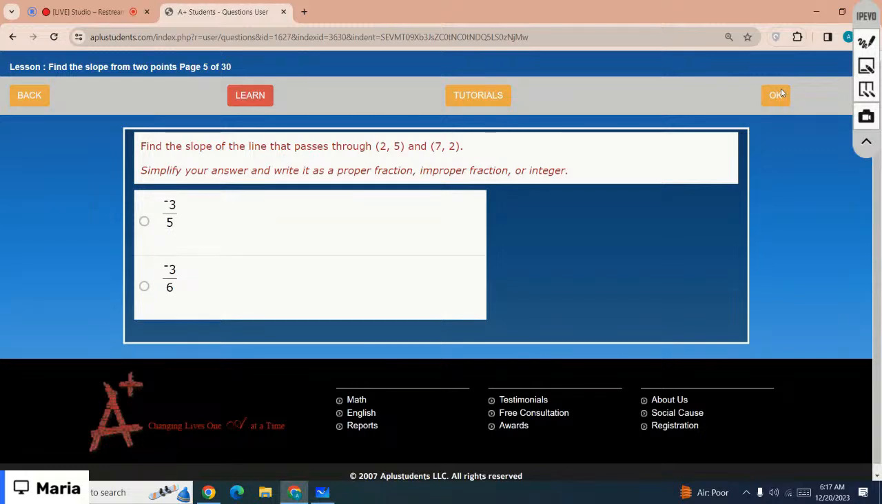Find the slope of the line that passes through 2, 5 and 7, 2. Which is the correct option? The correct option is negative 3 over 5. Option number 1 is the correct option.